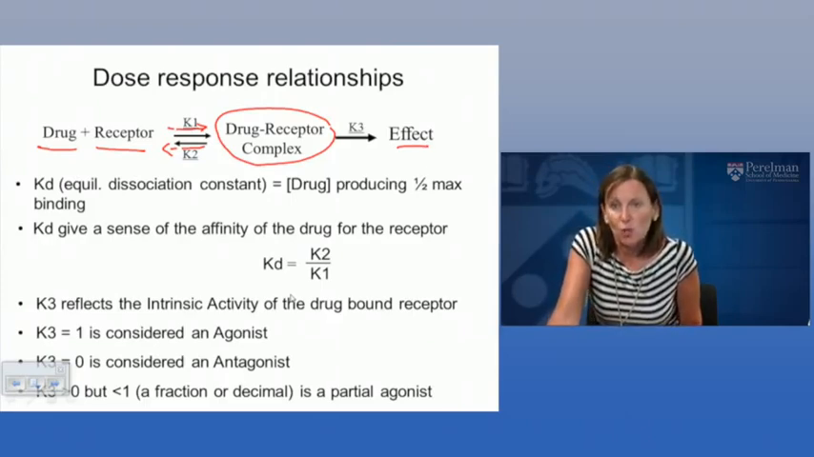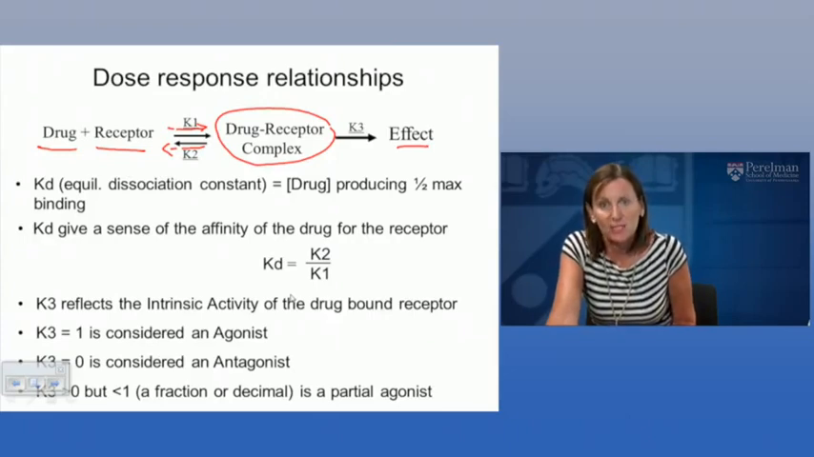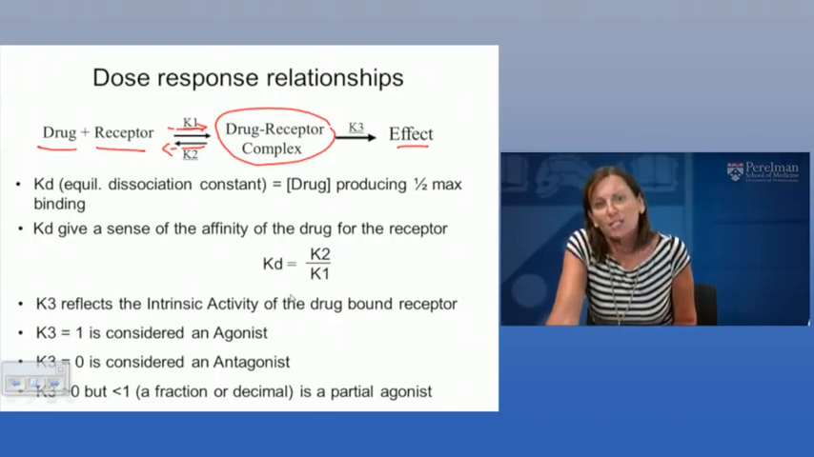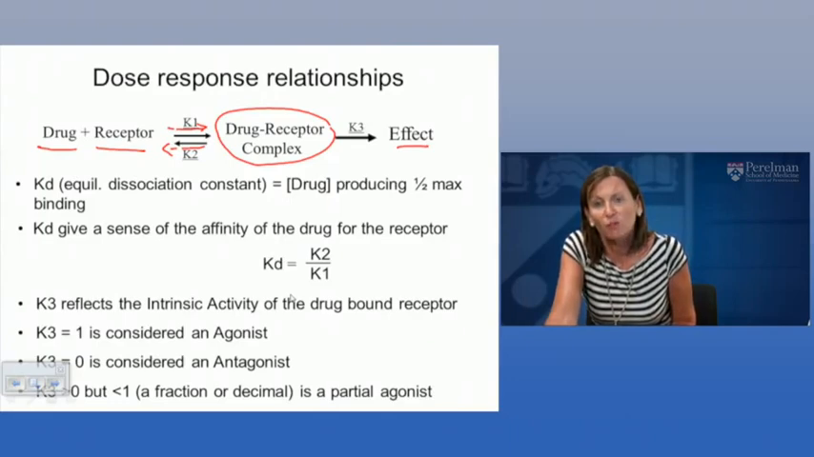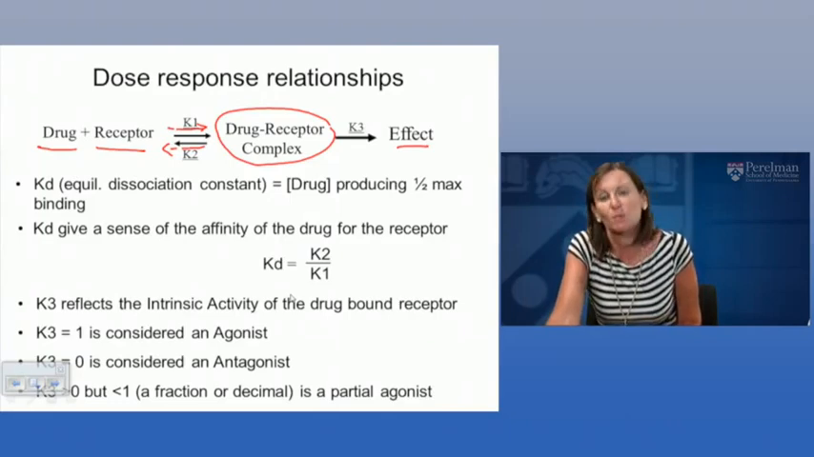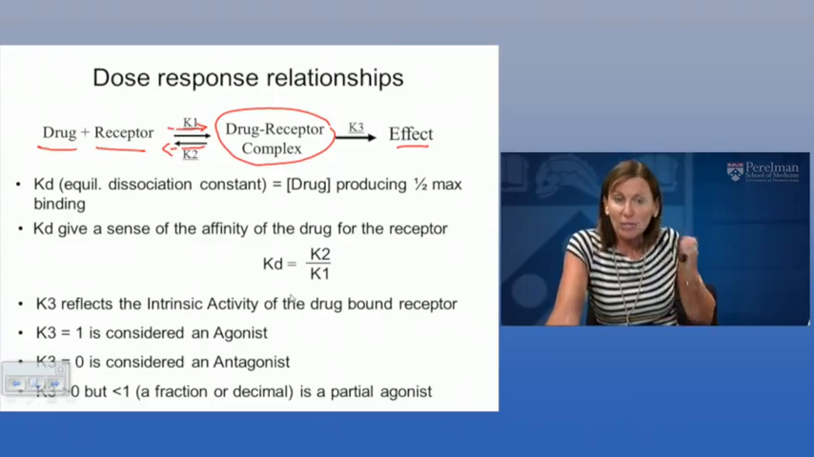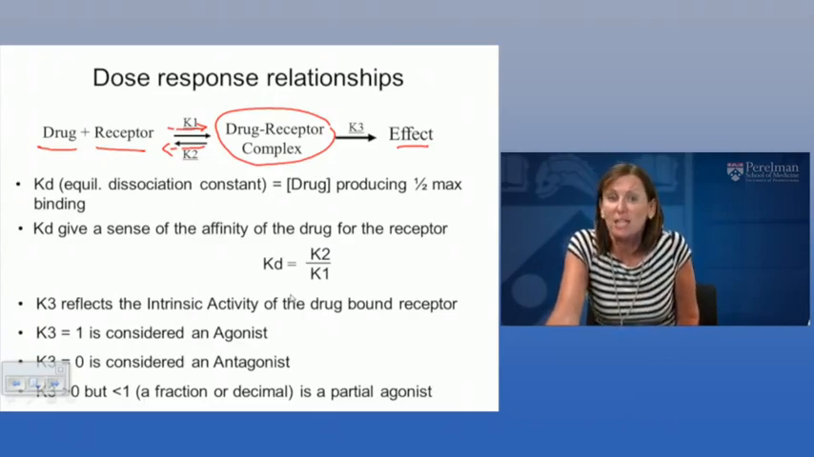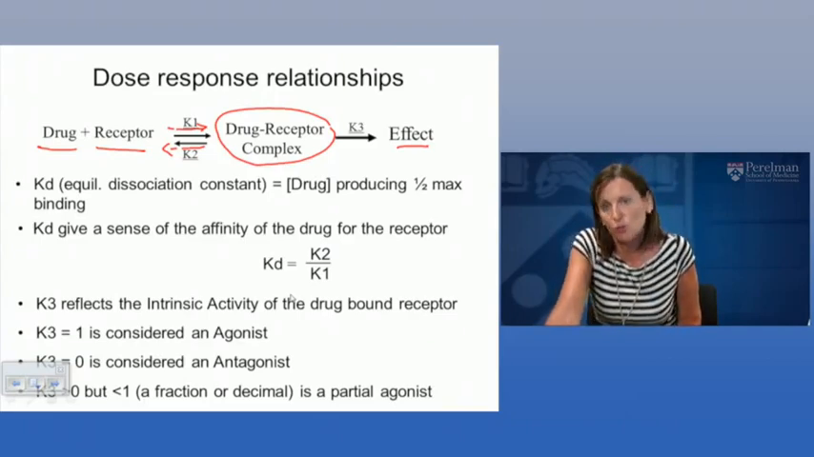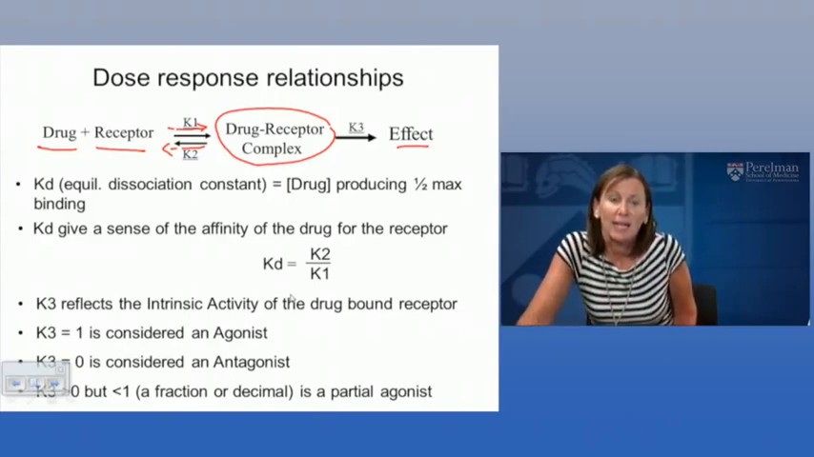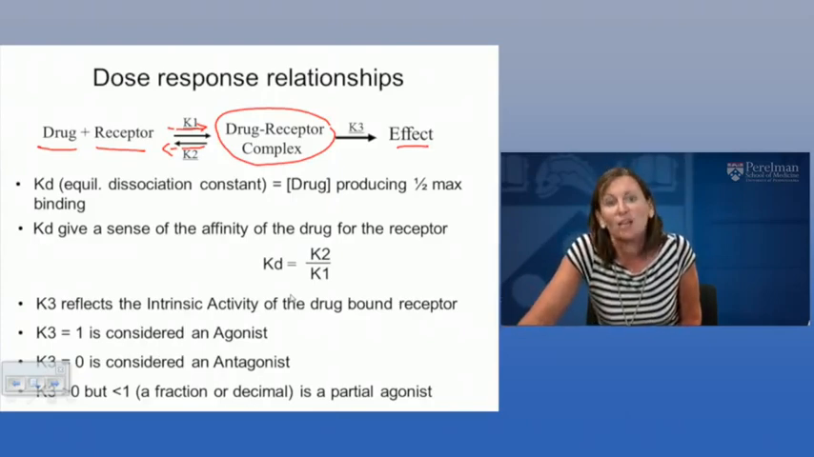So moving then to talk about the effect. What is the effect size? This is denoted by K3, or the value of K3. And K3 is defined as the intrinsic activity of the drug-bound receptor. What's it capable of bringing about? What change in response to the drug bound to the receptor can be witnessed? A K3 that has a value of 1 is considered an agonist, i.e. it produces a positive effect. A K3 that is equal to 0 is considered an antagonist, a lack of effect.